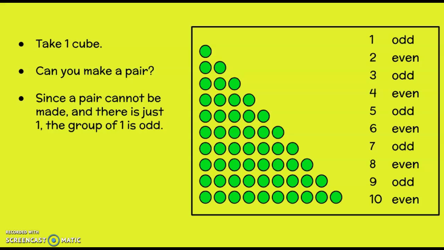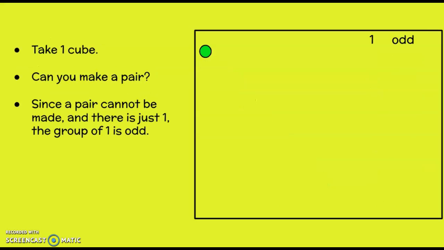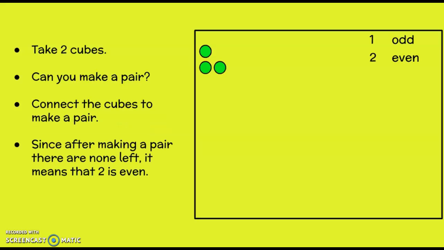Take 1 cube. Here they show circles instead of cubes. Can you make a pair? Since a pair cannot be made and there is just 1, the group of 1 is odd. Take 2. Can you make a pair? Connect the cubes to make a pair. Since after making a pair there are none left, 2 is even.